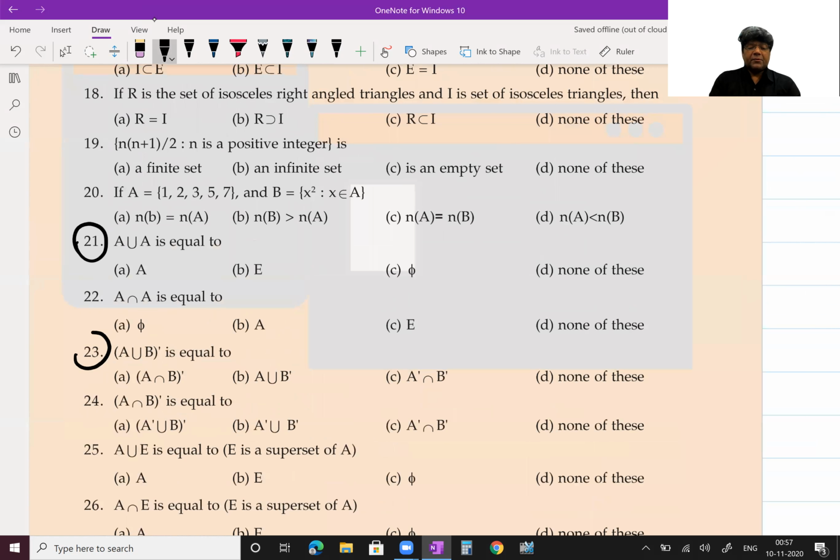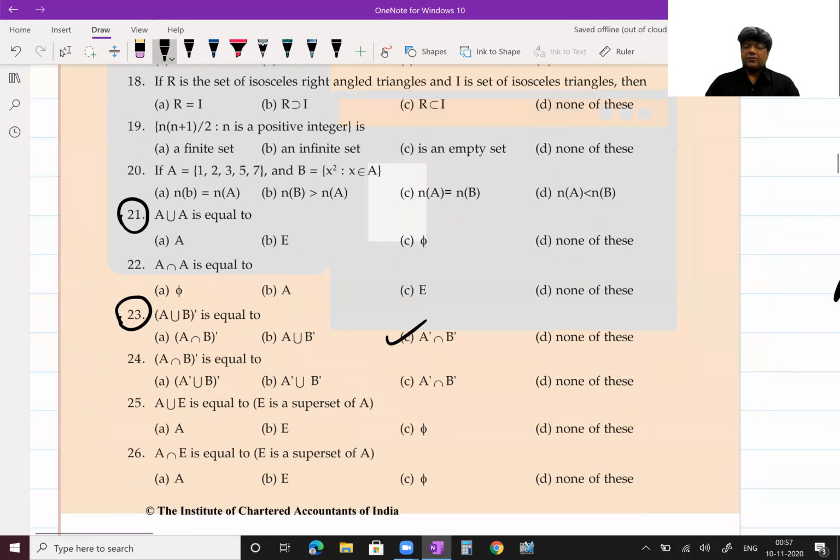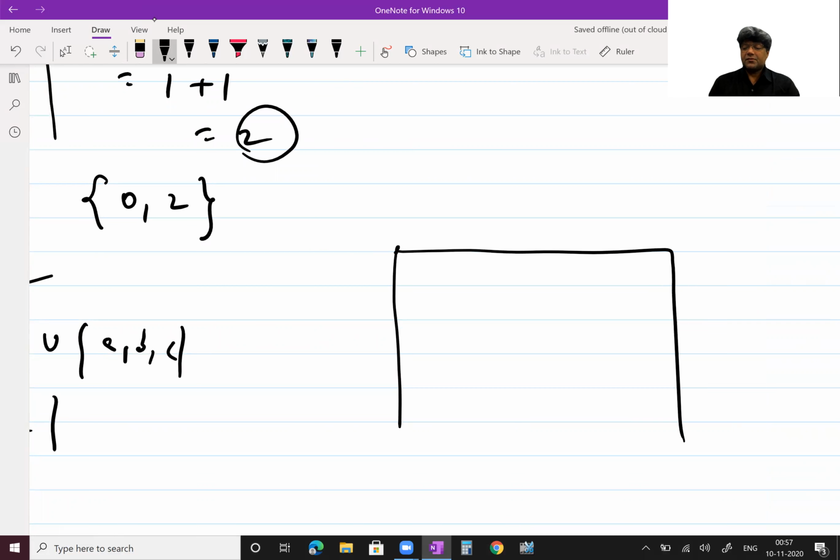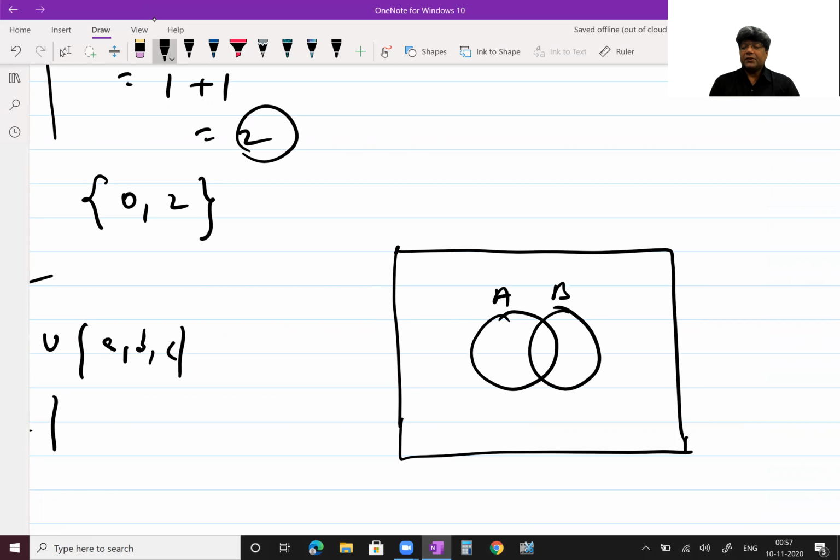A union B complement. Guys, actually, this is one of the De Morgan's laws. A union B complement will be equal to what? A complement intersection B complement. And you can understand, if you forget, you can understand by Venn diagram also. Because if you remember, A union B means what will come, guys? This shaded portion is A union B. So its complement means what? Except this, what will come? The outside. And the outside is what? A bar intersection B bar. That is A complement intersection B complement.